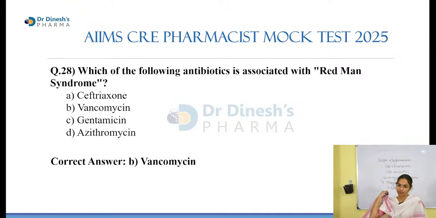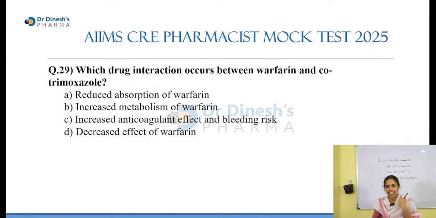Okay, next please. Which drug interaction occurs between warfarin and cotrimoxazole? The options are: reduced absorption of warfarin, increased metabolism of warfarin, increased anticoagulant effect and bleeding risk, and decreased effect of warfarin. So what is the right answer? For warfarin and cotrimoxazole, what happens? It increases the anticoagulant effect and bleeding risk.